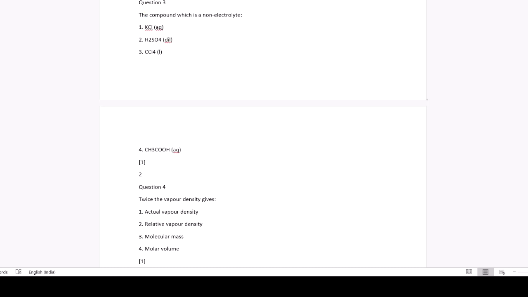Then question number 3: the compound which is a non-electrolyte. This is from the electrolysis chapter. Potassium chloride is a salt, an ionic compound, an electrolyte. H2SO4 is an acid, an electrolyte. Acetic acid is an electrolyte, so what remains is carbon tetrachloride. So our answer will be carbon tetrachloride as the non-electrolyte.